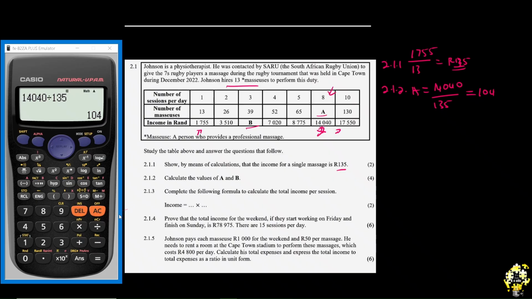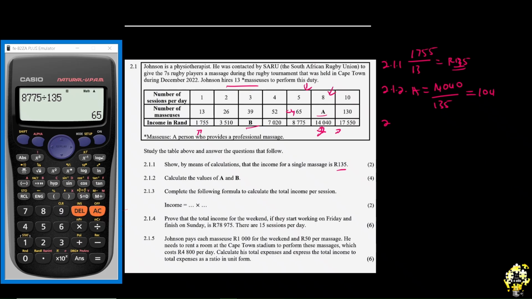Now let's prove it. Let's take any at random. Let's take this one to be sure. If we set that 8,775, when we divide it by the amount that we use, we do get a 65. So therefore we know that we are indeed correct. Oh, B.